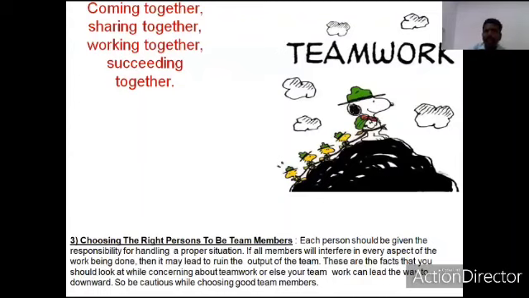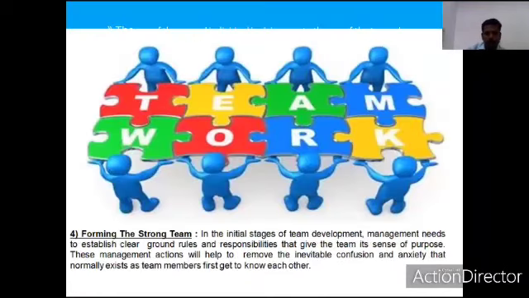Why? Because if you select good members, obviously the further activities will also go well, and your teamwork will be achieved successfully in a very short span, without much turbulence. That's why you need to be very careful in choosing the right persons to be members. Because ultimately, according to the members' performance, your team's success or failure is decided. If you have good team members, obviously the team result is going to be positive.